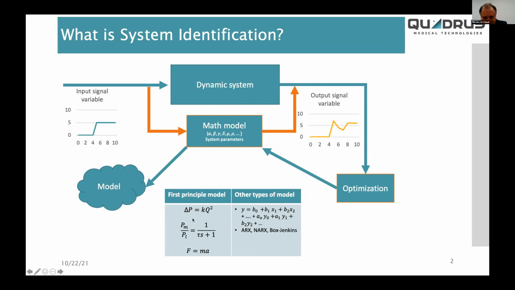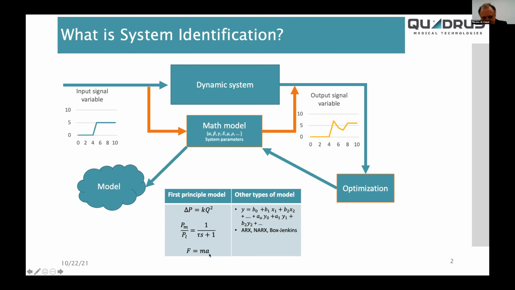Here are a few examples: a nonlinear pressure-flow relation, delta P equals K Q squared, or the first order lung mechanics equation, which is mouth pressure divided by lung pressure, is 1 over (tau s plus 1), where tau is the parameter of the lung. Or even the simplest, force is equal to mass times acceleration.